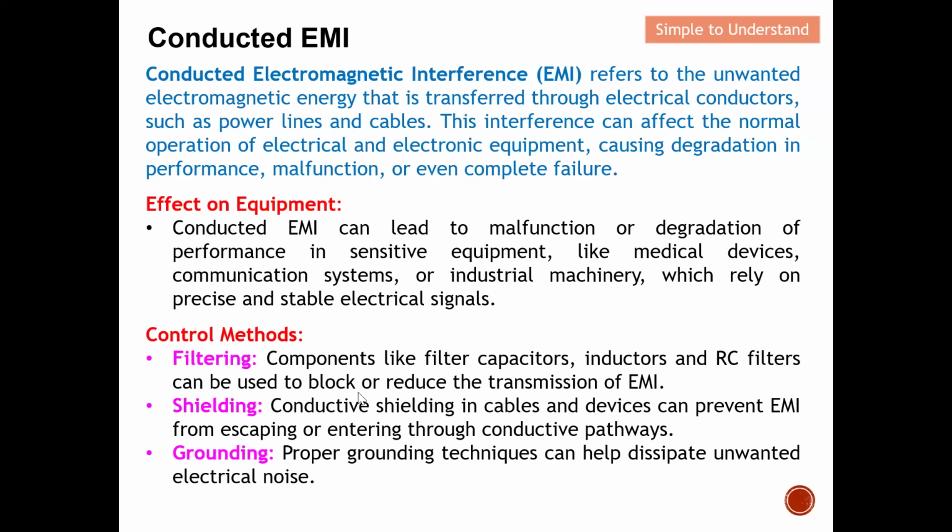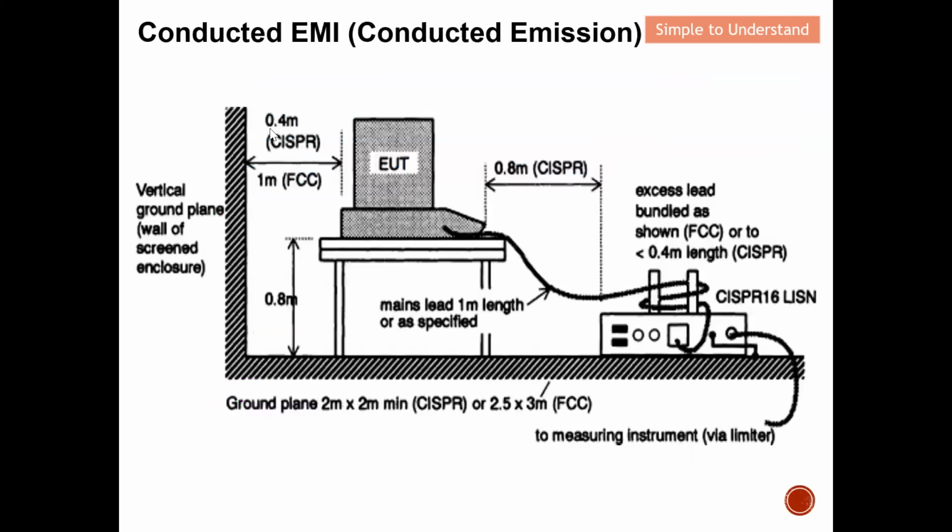Shielding, conductive shielding in cables and devices can also prevent EMI from escaping or entering through conductive pathways. Grounding, proper grounding technique can help disperse the unwanted electrical noise. So basically this is for the conductor EMI, and you can see the test setup for the conductor EMI.